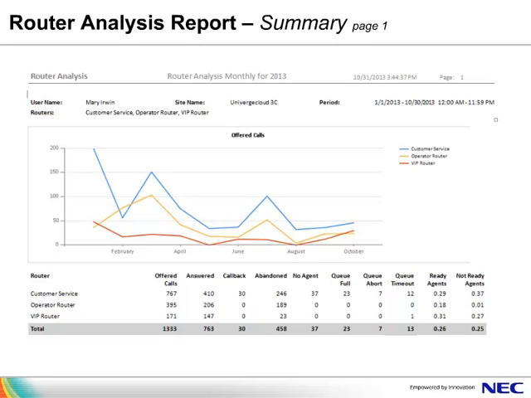The router analysis report focuses on router performance. The summary page provides an overview of each router that can help the supervisor spot problem areas within the contact center. For example, the customer service router handled 767 calls during the report period, of which only 410 were answered within defined parameters. Of the remaining calls, 246 were abandoned, 37 encountered a no-agent condition, and 23 encountered a queue full condition. Further investigation is needed to reveal what changes are required to lower these numbers.